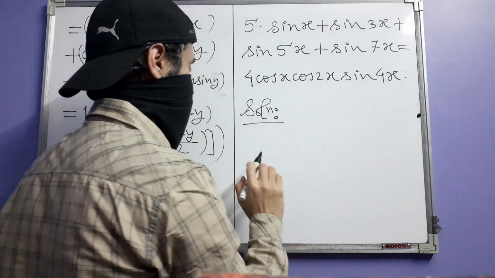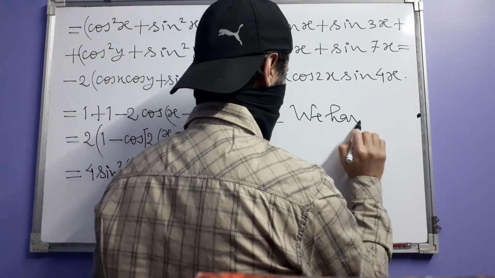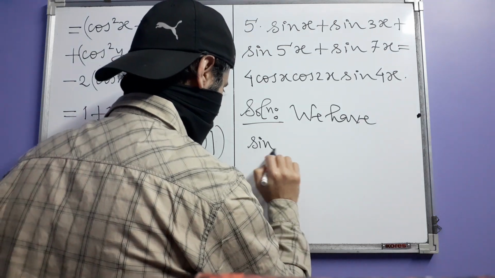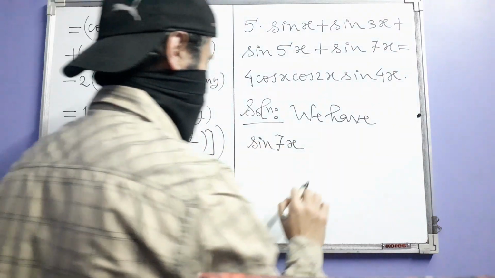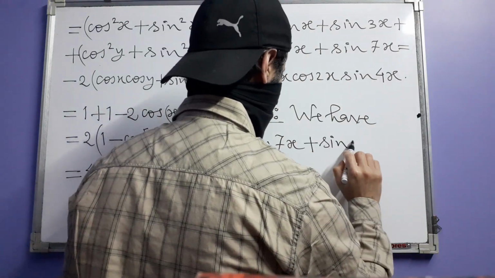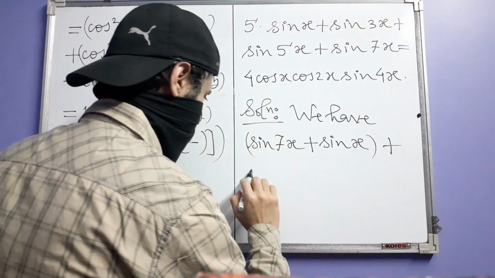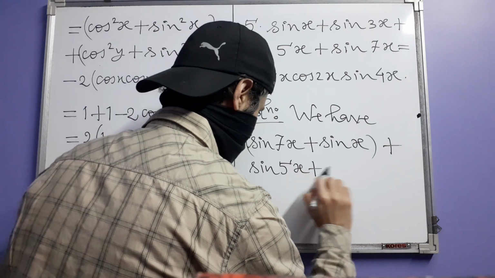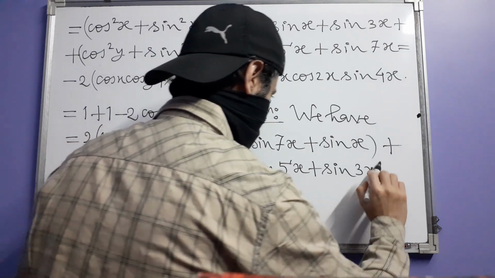So, in fact, let's start like that. Sin 7x, let's write the larger one first, plus sin x, plus sin 5x plus sin 3x.